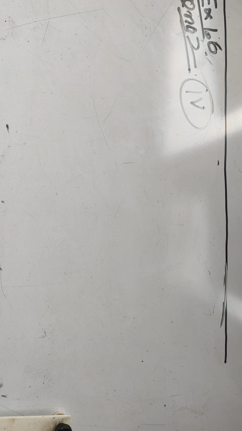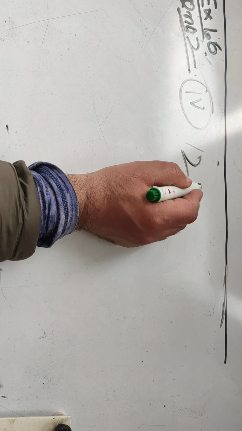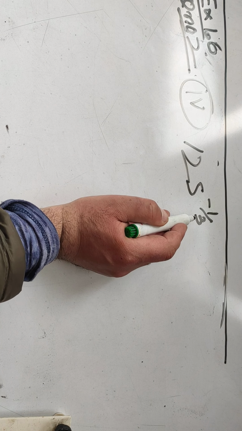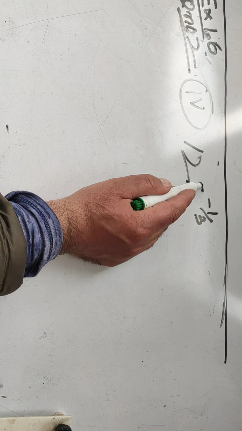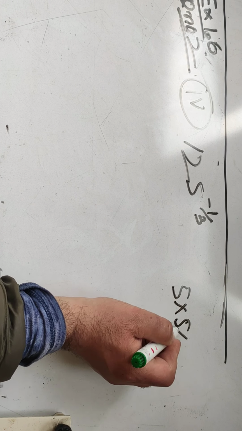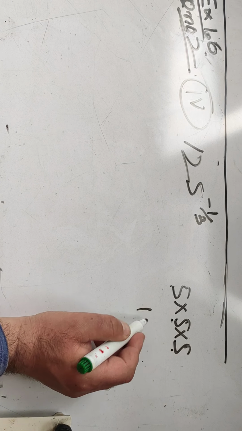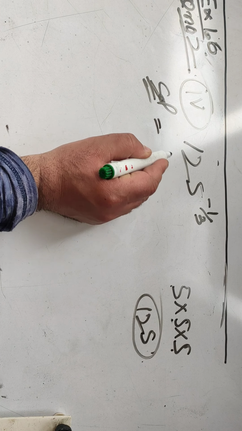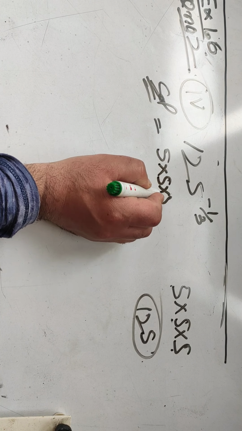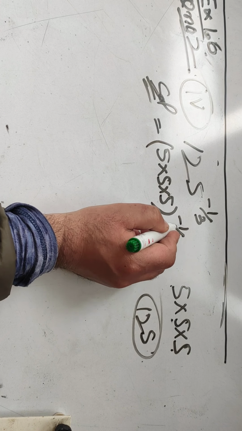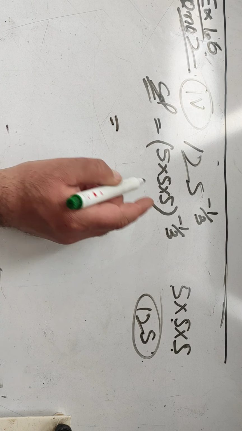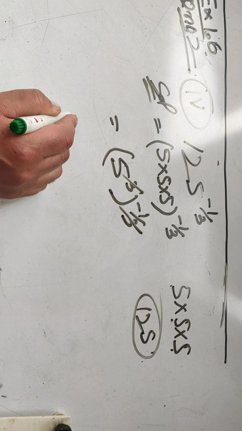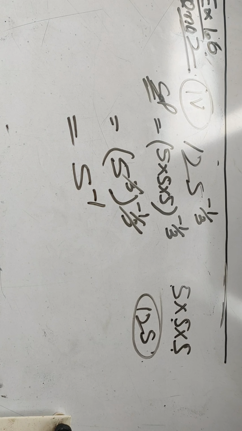Let's write the fourth part. It is 125 raised to the power minus 1 by 3. Now the 3 should be cancelled. Here, 125 is equal to 5 into 5 into 5. 5 fives are 25, 25 fives are 125. So 125 can be written as 5 into 5 into 5 whole raised to the power minus 1 by 3. 5 into 5 into 5 means 5 raised to the power 3, whole raised to the power minus 1 by 3. Now 3 and 3 cancelled. There remains 5 raised to the power minus 1.